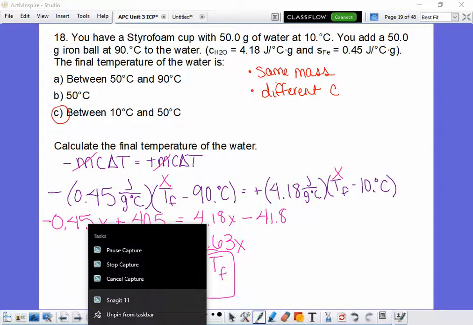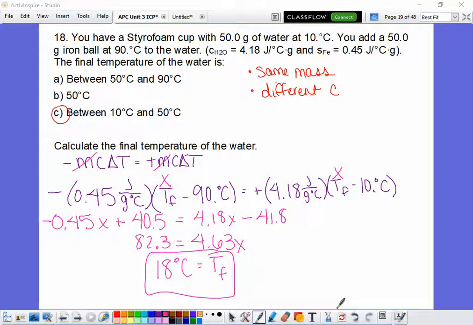Hold on 1 second. Any questions? Is 18 degrees between 10 and 50? Yes. Yep. So good. Cool. All right, on to number 19.